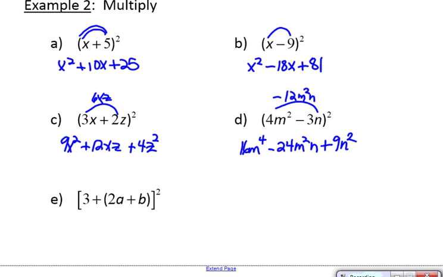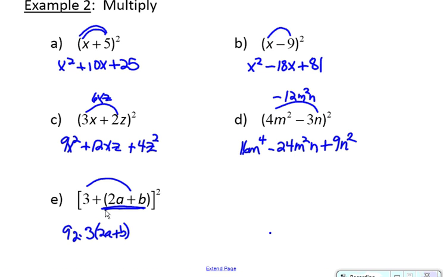All right, so you ready to move up a notch and try something just a little tougher? This one, E, has two terms. My first term is 3, and you see how this is grouped in parentheses. I want you to think about that as one term as well. So when I square, and again, it's something squared, I'm going to square the first one, which is 9. Then I'm going to multiply these two together. So when I do that, 3 times 2a plus b, and then I'm going to double it. So that's going to be 2 times that.